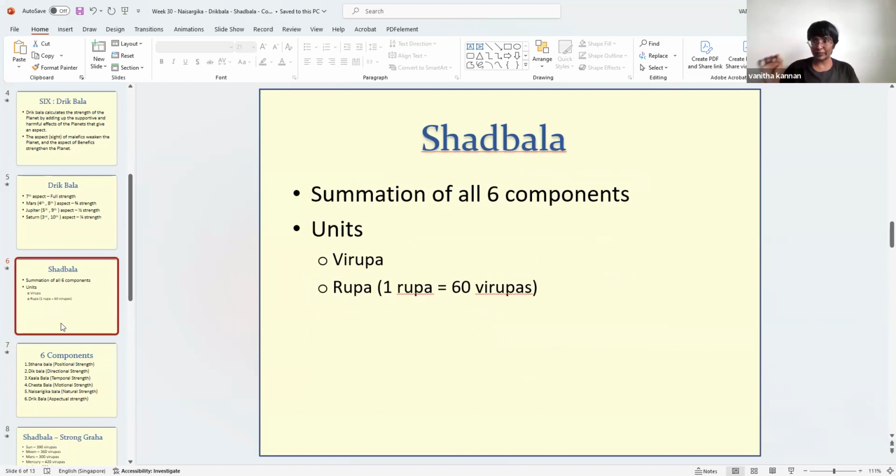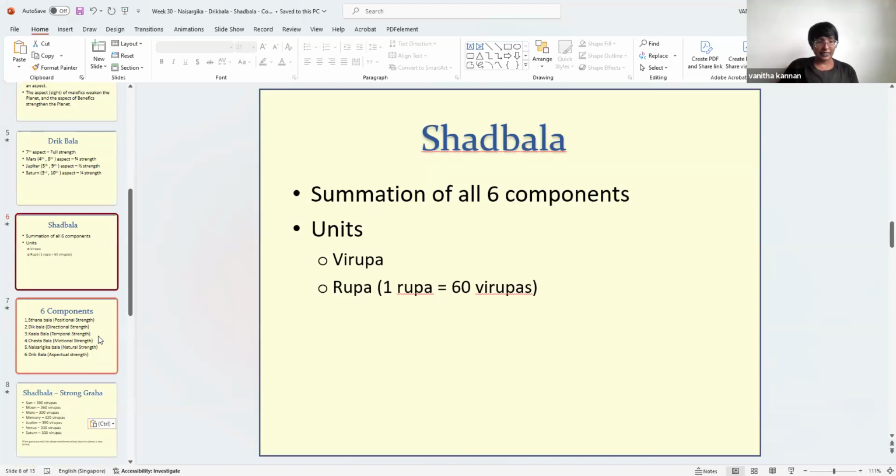Every bala will give you one value. Then sum up all 6 values, that will give you the Shadbala. What are the units used in the Shadbala? They call it a Virupa. Virupa means the one more higher unit is a Rupa. 1 Rupa equals 60 Virupas. Most of the Shadbala calculation is based on the Virupas.